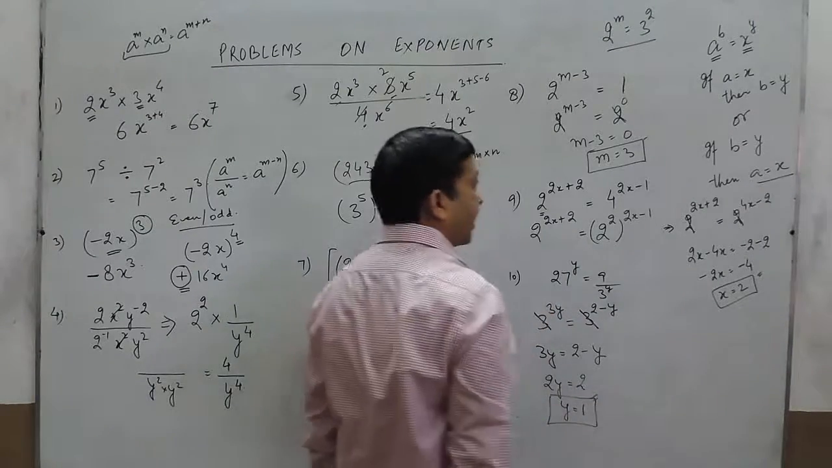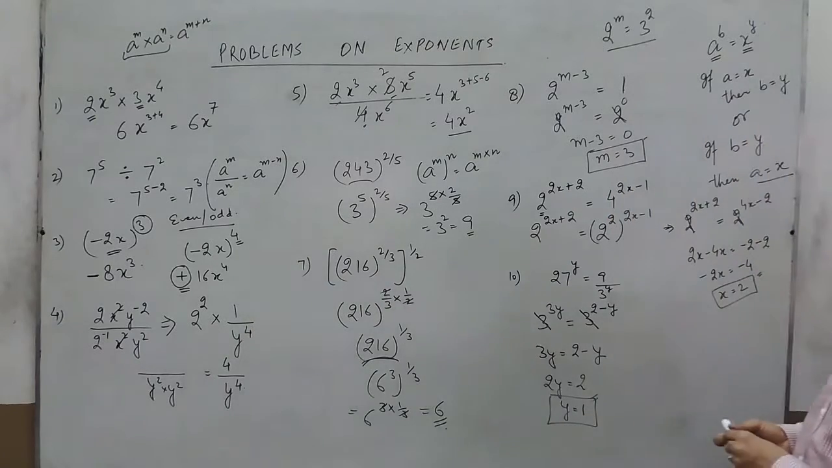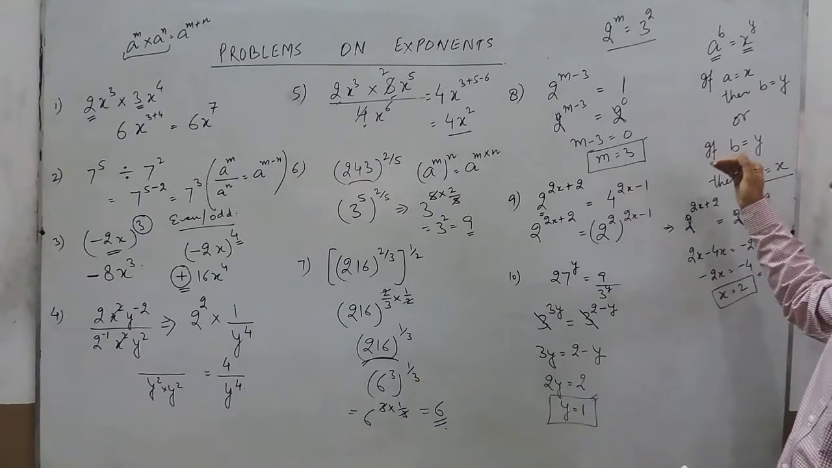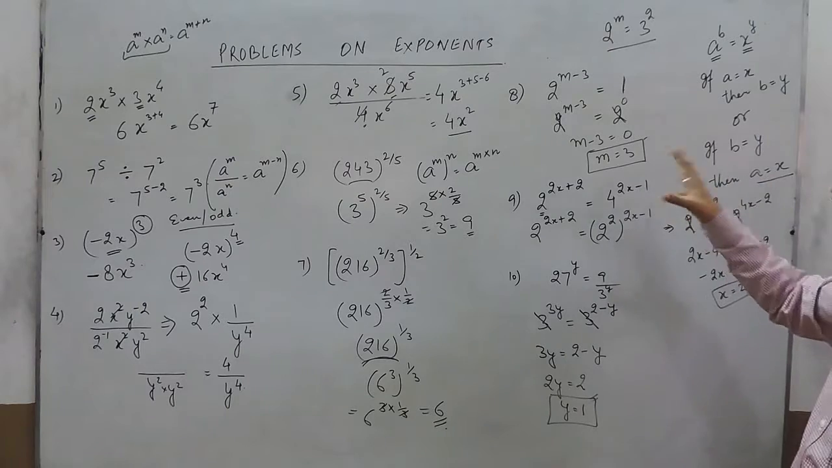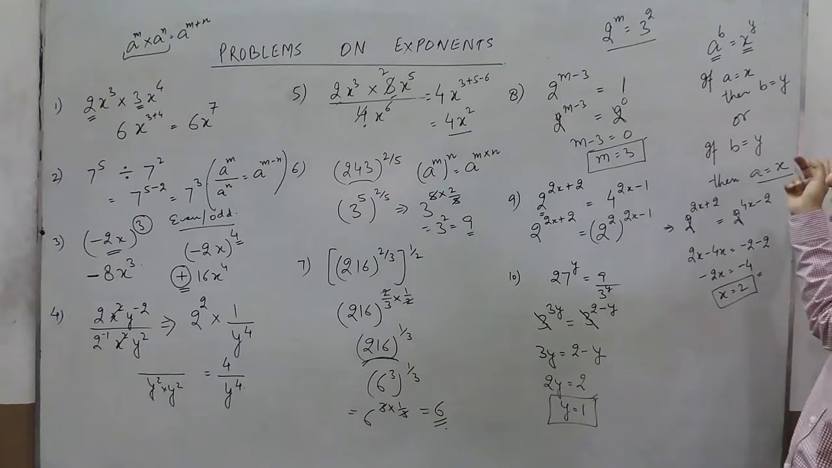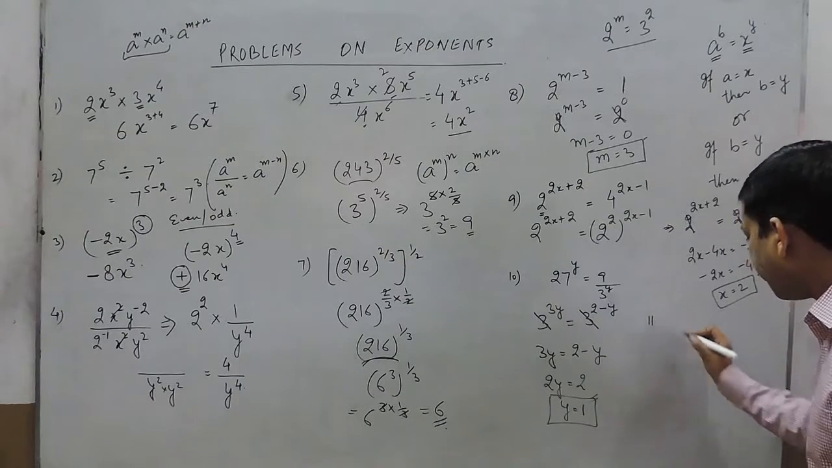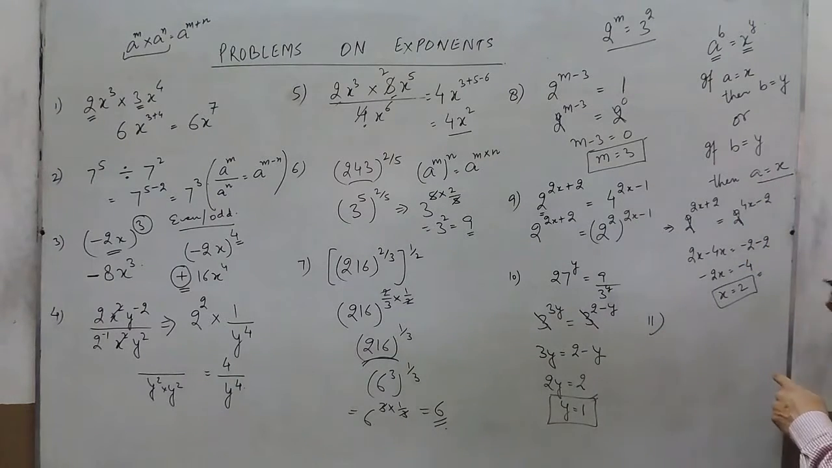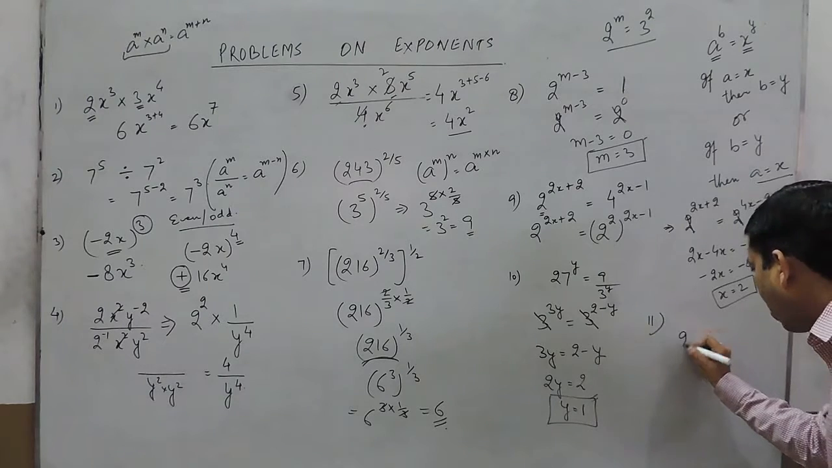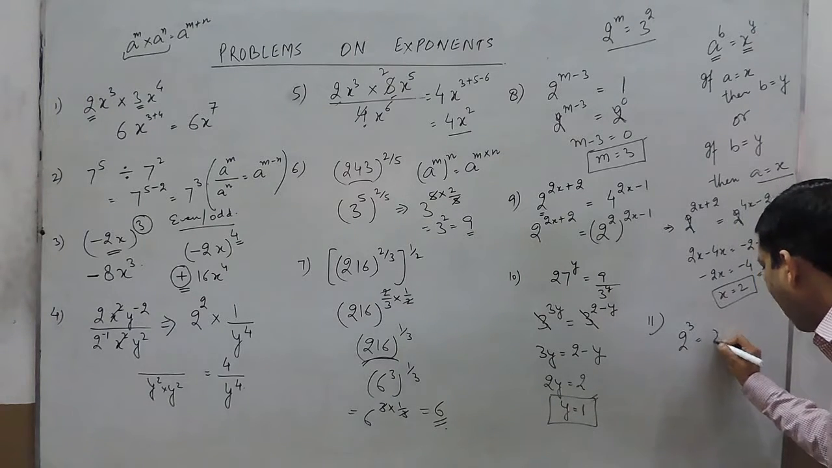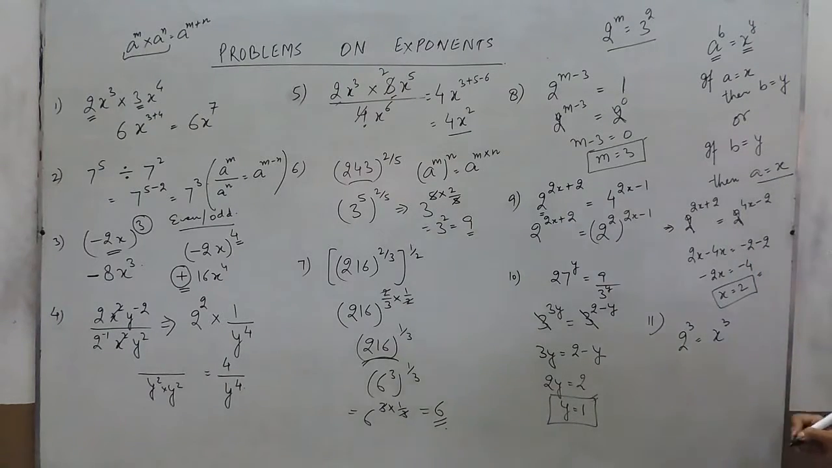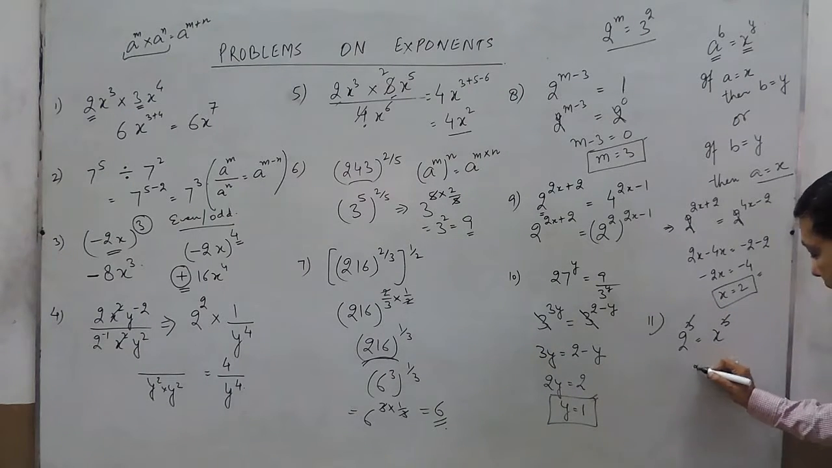So it is very clear that if the bases are the same, then we can cancel the bases and equate the exponents. And on the other hand, if the exponents are the same, then we can cancel the exponents and equate the bases. For example, when the exponents are the same, we can say that 2 to the power 3 is equal to x to the power 3. Now it is very clear that the exponents are the same, so they can be cancelled out and 2 will come out to be x.